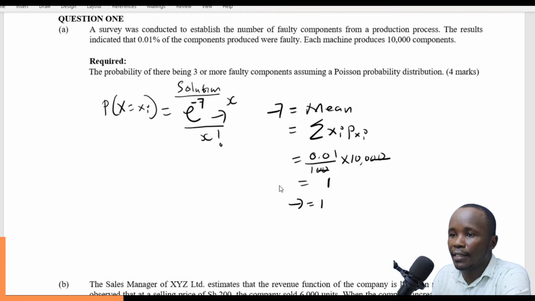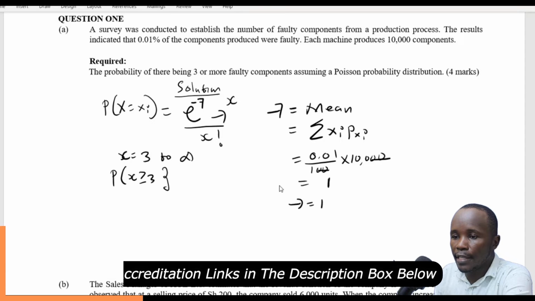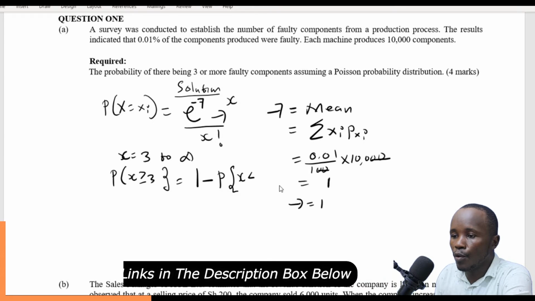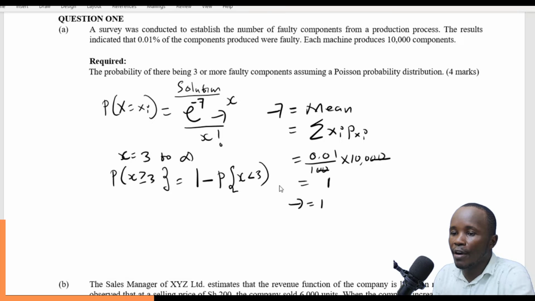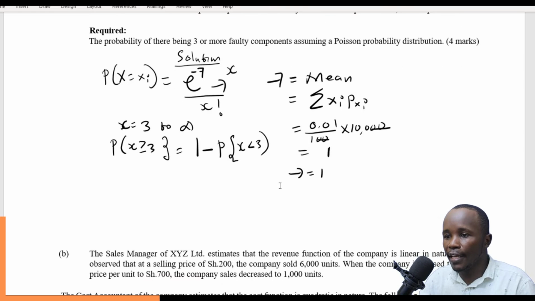Now, the second thing you need to note here is, you are told the probability of there being 3 or more faulty components. You have not been given the limits. So here we are looking for x being 3 to infinity. But if you want to find the probability that x is greater or equal to 3, it is the same as 1 minus the probability that x is less than 3. We know the total probability is 1. So if I'm looking for the probability that x is greater than or equal to 3, it means 1 minus less than 3.